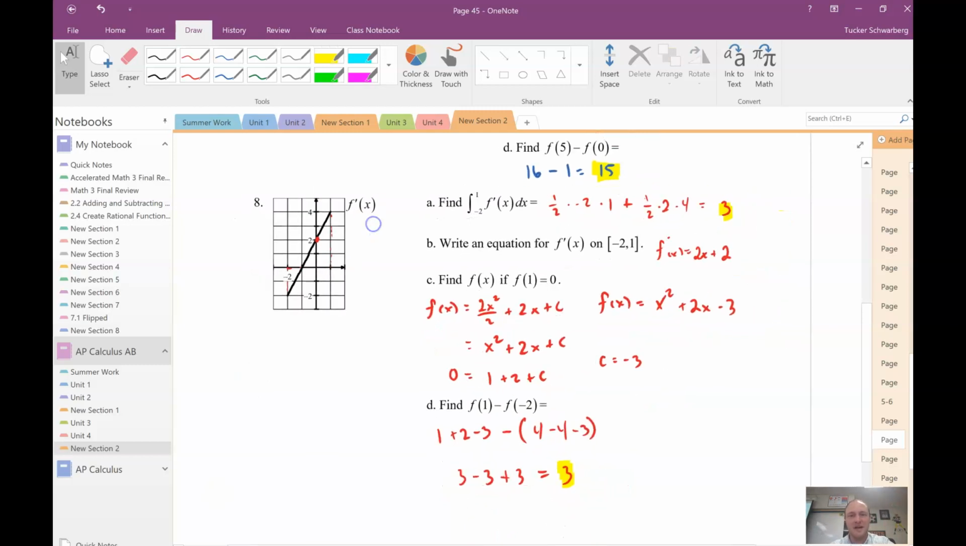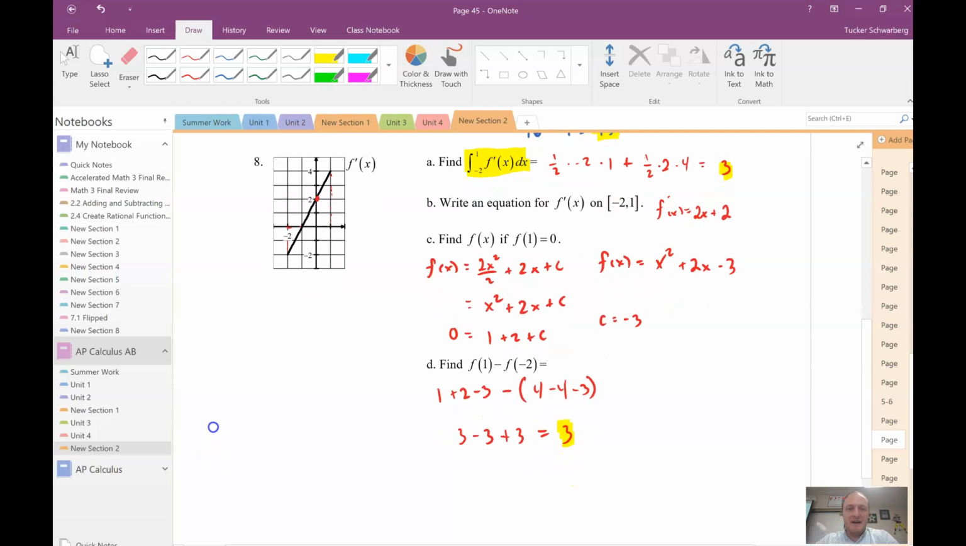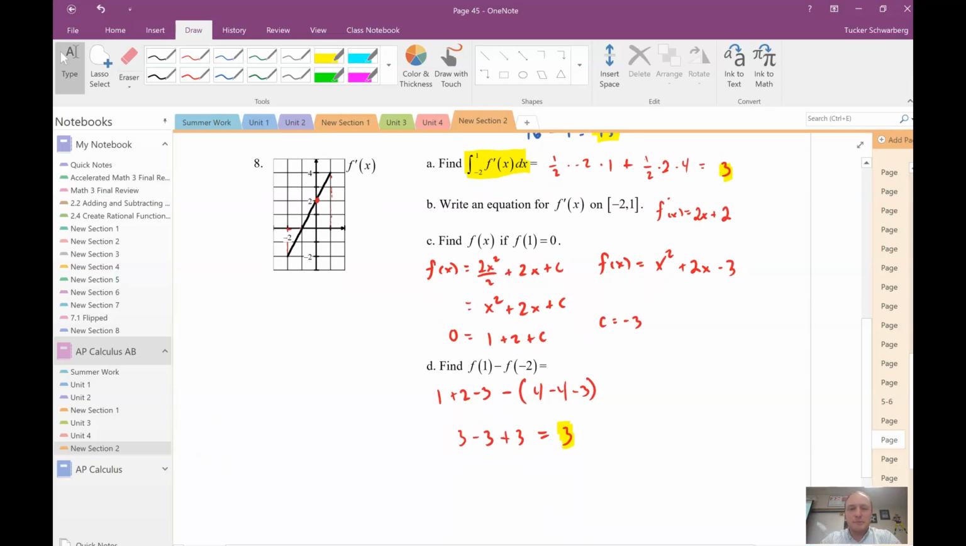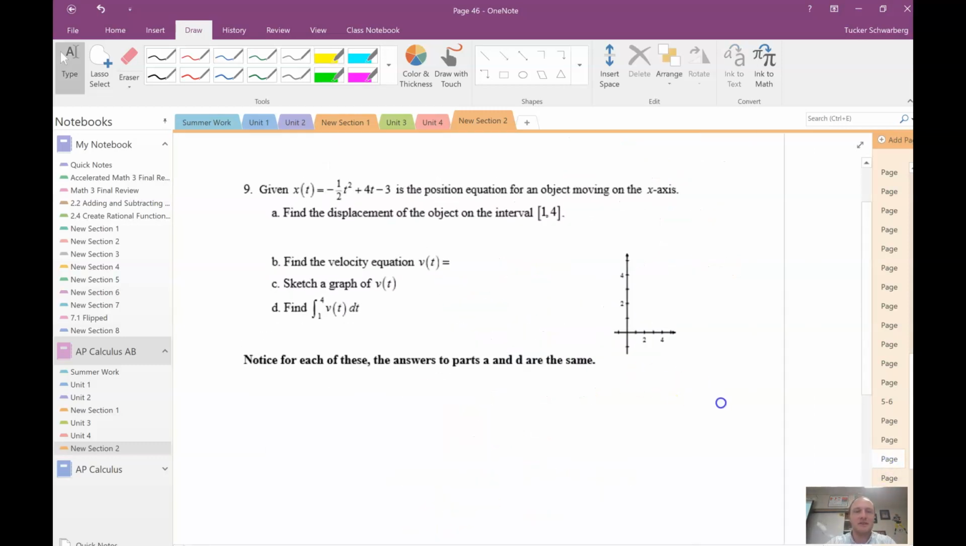There's a pattern going on here, right? We have the integral of a derivative, and that value is equal to the displacement over that definite integral, whatever those values are. Okay, so let's look at one more example in context.